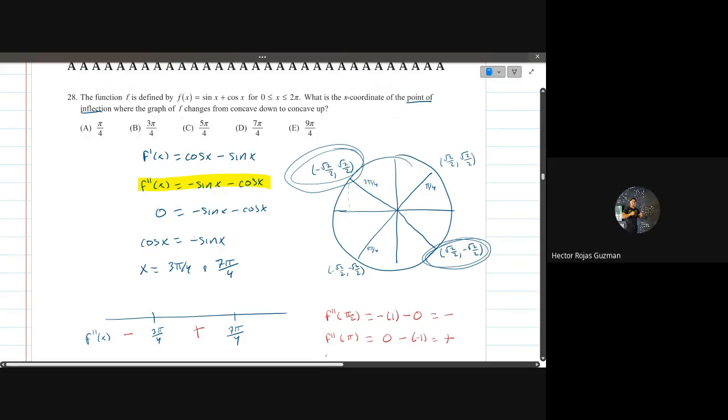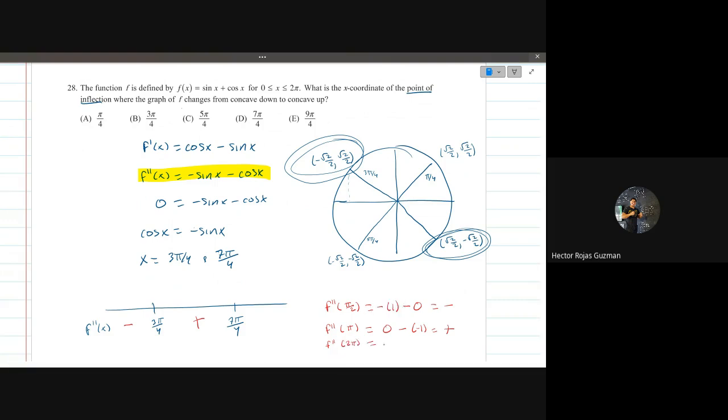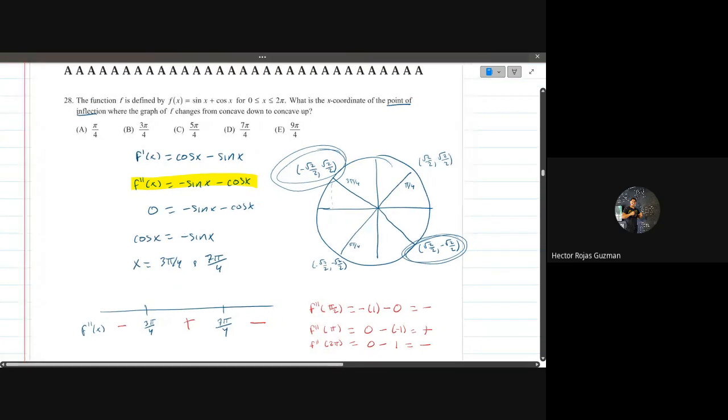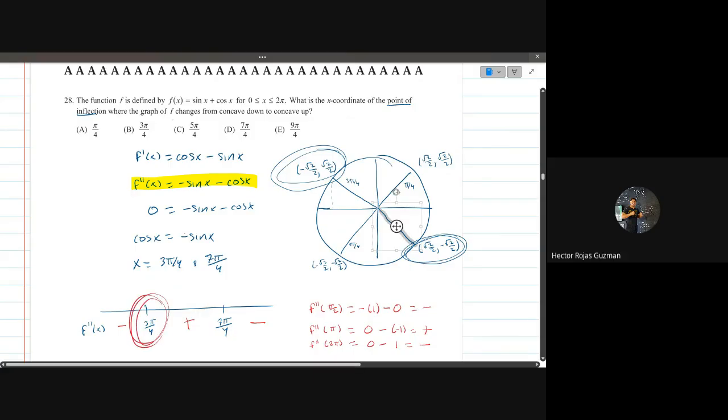And then something past 7 pi over 4. Since we're going all the way to 2 pi and 2 pi is actually included, I'll select 2 pi. Negative sine of 2 pi is 0. Cosine of 2 pi is 1. That's negative. What is the x-coordinate of the point of inflection where the graph of f changes from concave down to concave up? 3 pi over 4.